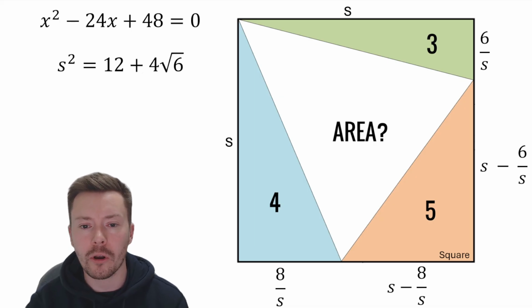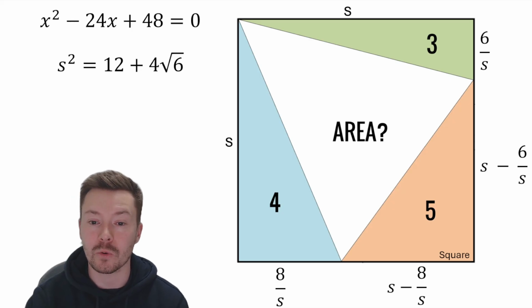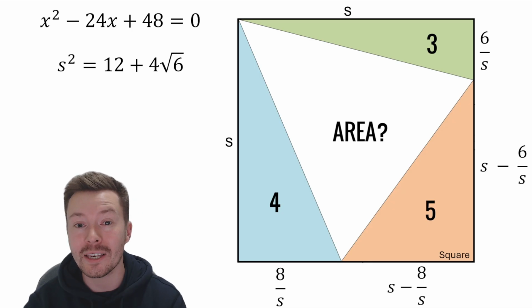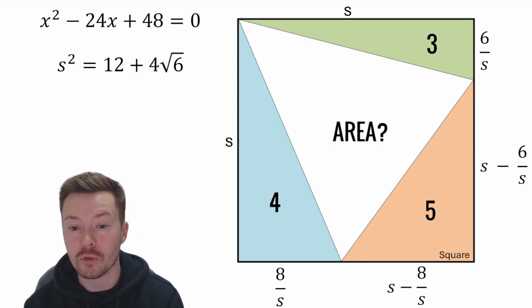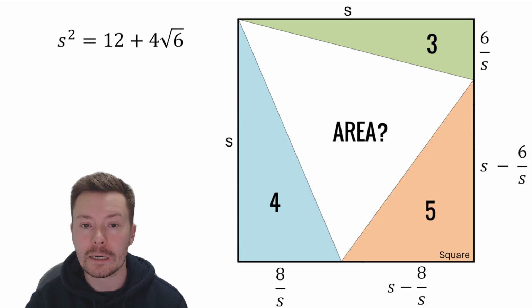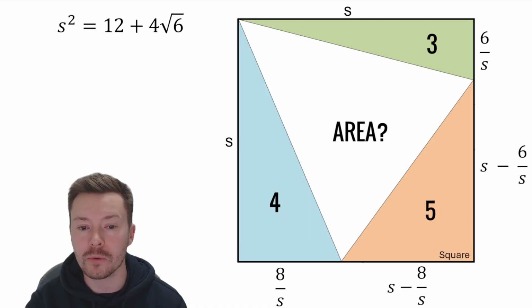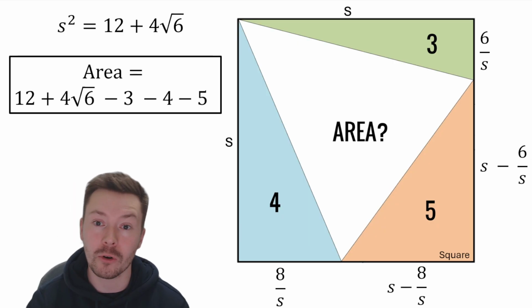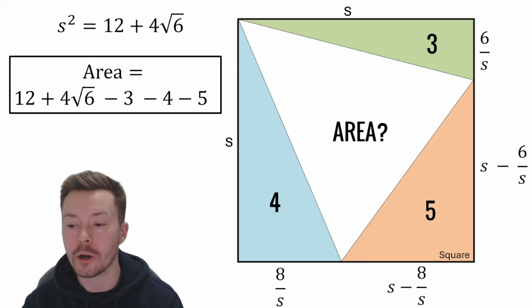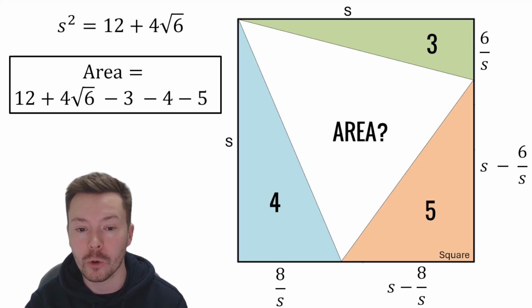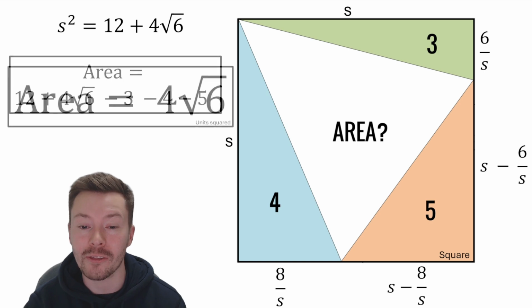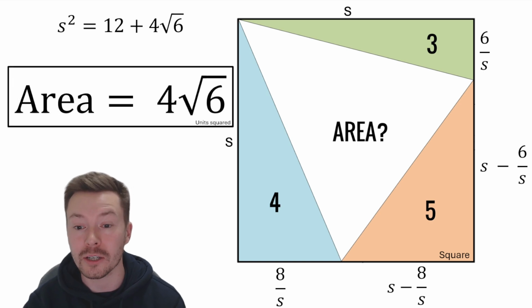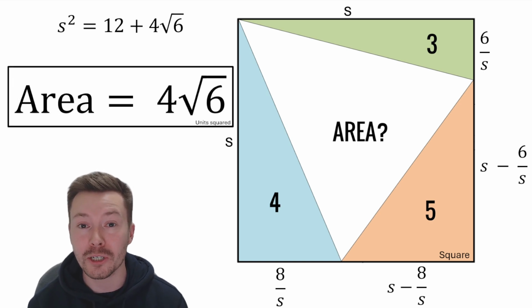And like I just said, the area of our square is S squared. So the area of our square is 12 plus 4 root 6. So to find this missing area, the white triangle inside of the square, as you probably have already worked out, we are going to do 12 plus 4 root 6 minus the area of the green triangle, minus the area of the blue triangle, minus the area of the orange triangle, which gives us an answer at the end of 4 root 6 units squared, which is a pretty neat answer to that problem.